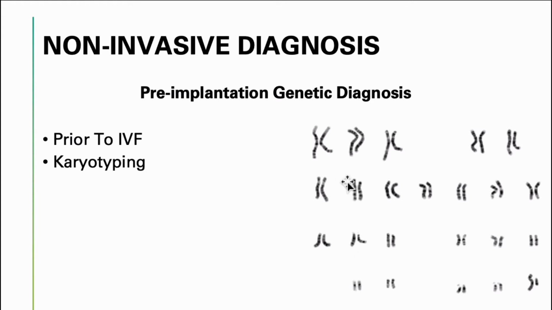So next thing, you guys should know, what is this called? Who can name this? All right, so hopefully you guys know that this is a karyotype. The process of carrying that out is called karyotyping. So this karyotyping will get done usually prior to in vitro fertilization.